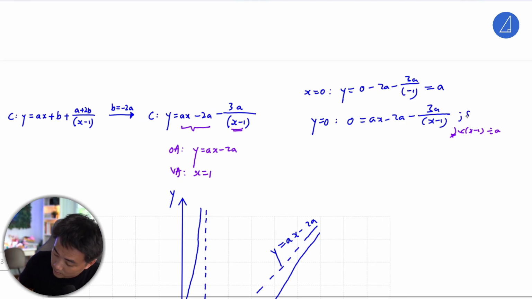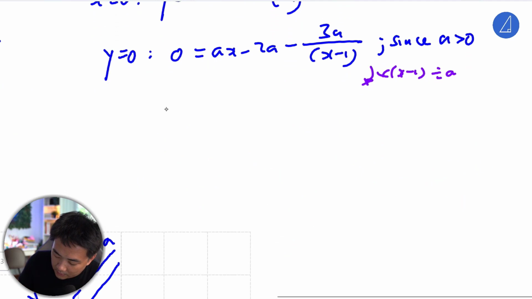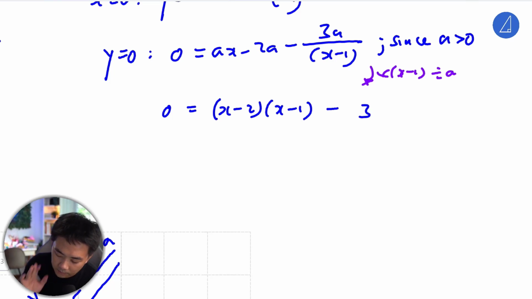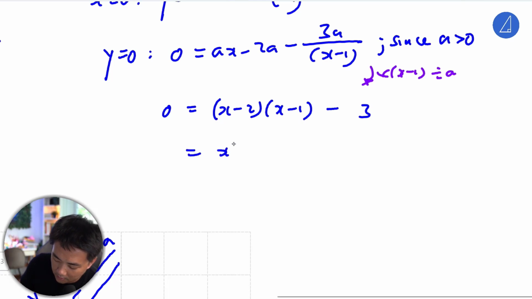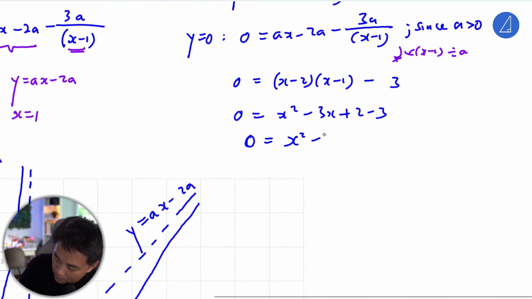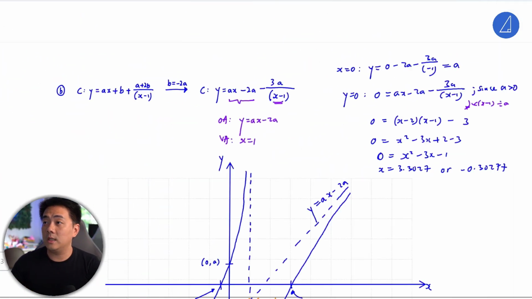Since a is bigger than 0, what I can do is multiply x minus 1, so 0 equals x minus 2. I cancel a away, minus 3. Once we're done, we can just expand this: x squared minus 3x plus 2 minus 3 equals 0, so 0 equals x squared minus 3x minus 1. Then key in calculator. Essentially it's independent of a.